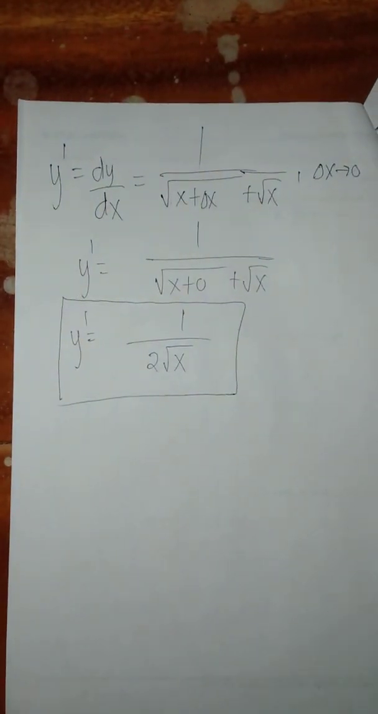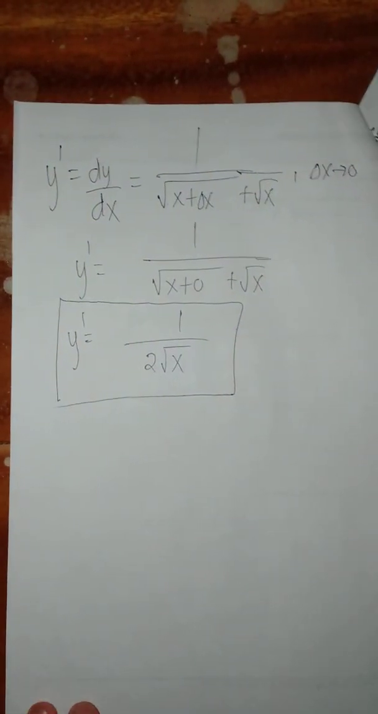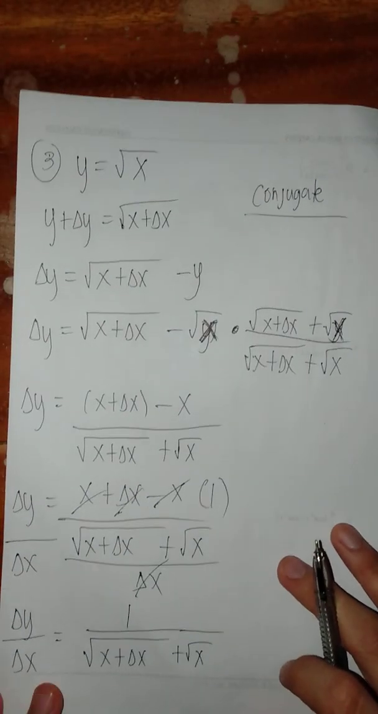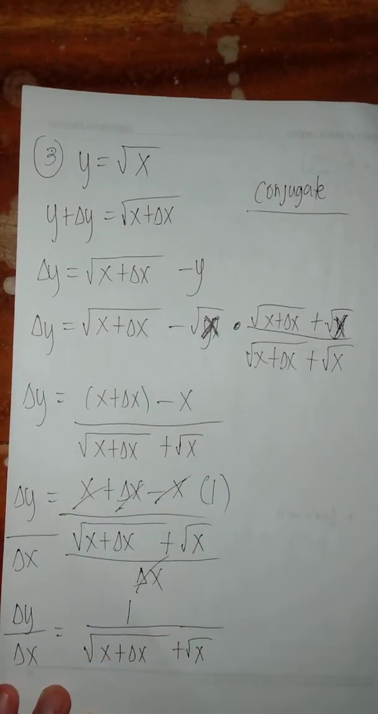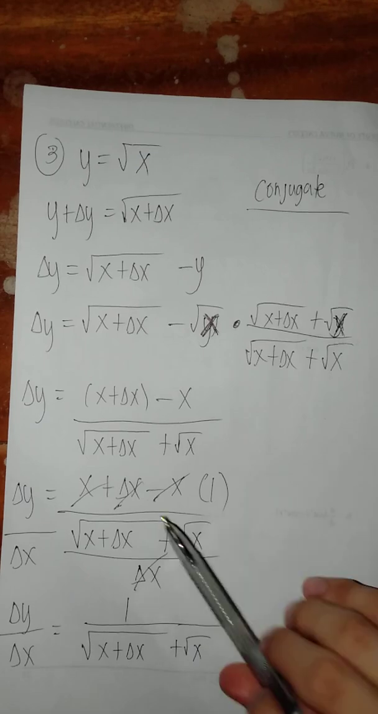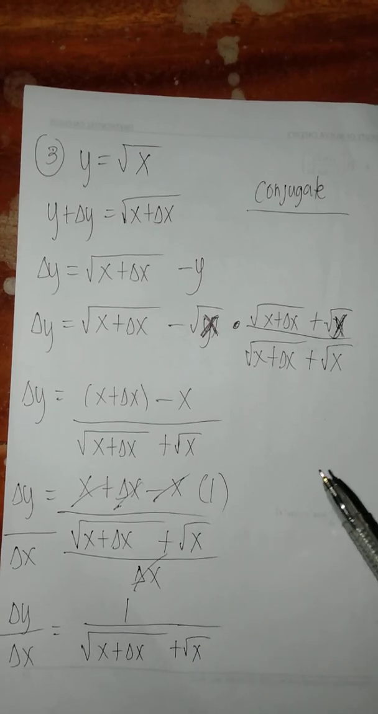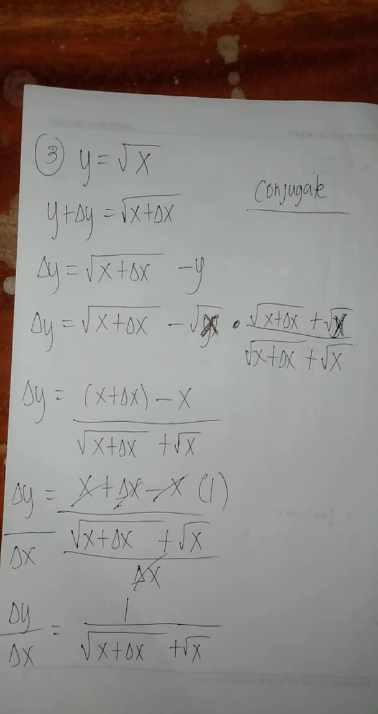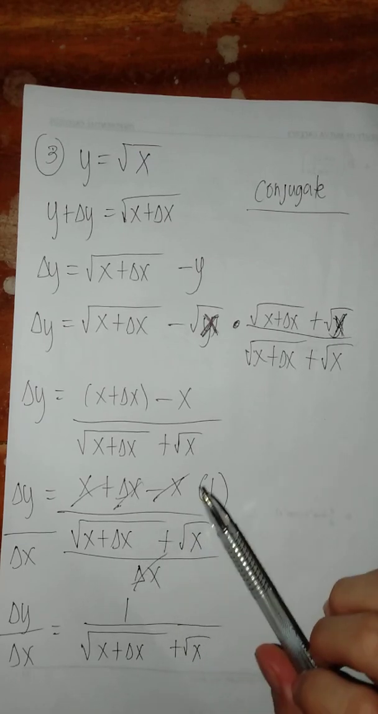Clear? Papansinin nyo pa rin, sabi ko, may magka-cancel out lagi. Nag-cancel out, so there's a high chance or probability na tama yung sagot natin. Pero tandaan nyo, it doesn't mean na may nag-cancel, tama na yung sagot nyo. Baka mali pala yung operation. So may possibility na ganun. Always double check kung tama ba yung algebra nyo.